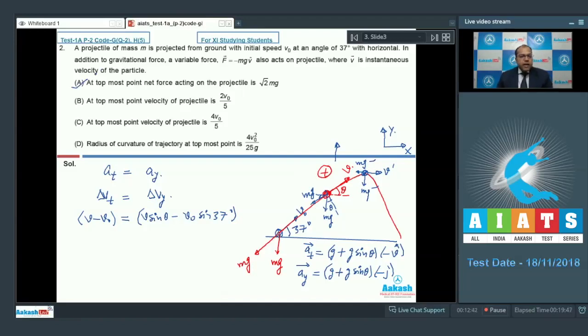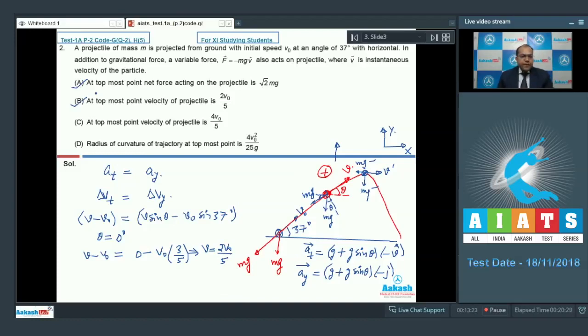Let's check option B. At topmost point, velocity of projectile is 2 v naught upon 5. So at topmost point, the value of theta becomes equal to 0. So at topmost point, when theta equals 0, let's check what the equation will become. v minus v naught is equal to 0 minus v naught into sine 37 degree, that is 3 by 5. So on solving this, the value of v comes out to be 2 v naught upon 5. So option B is correct and option C is wrong.